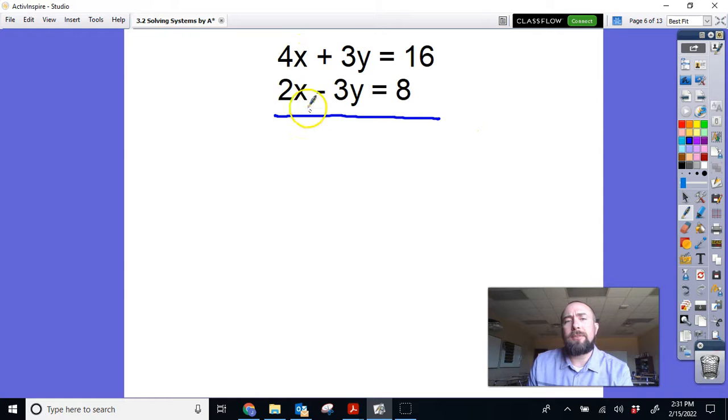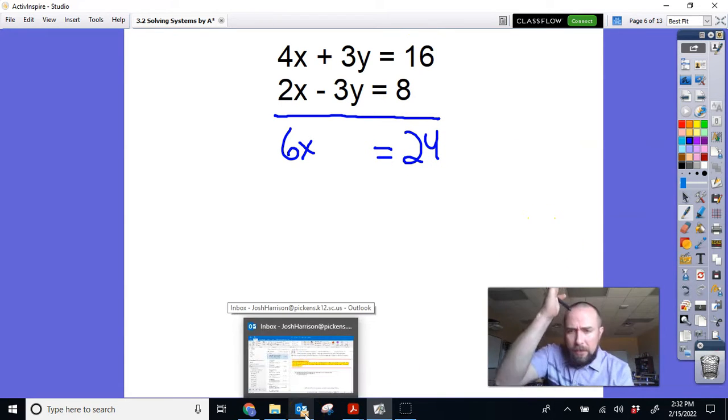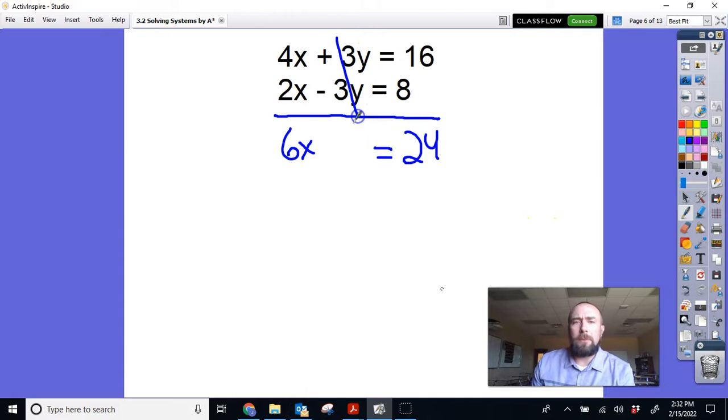What is 4x plus 2x? That's right, 6x. What is 3y and negative 3y? That's right, it cancels. What is 16 plus 8? 24. So look at what happens. One of the variables cancels out. It's gone. That means what you have now is a very simple equation, 6x equals 24.